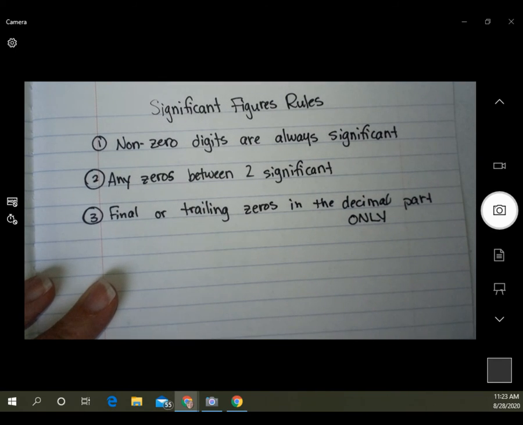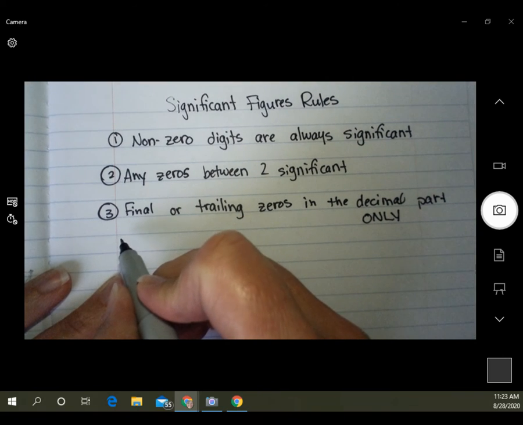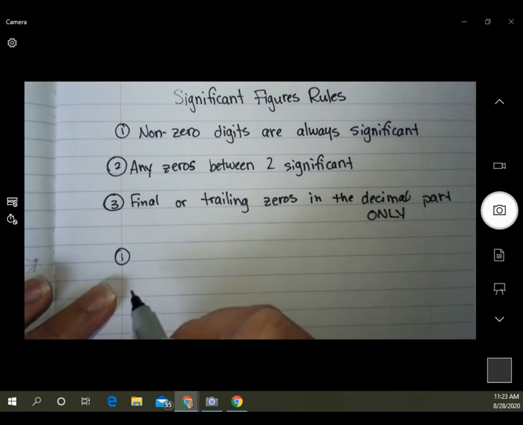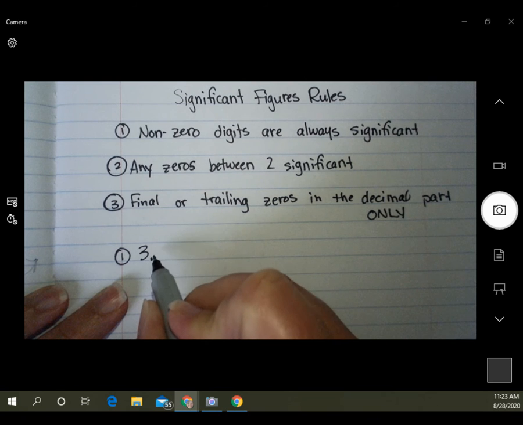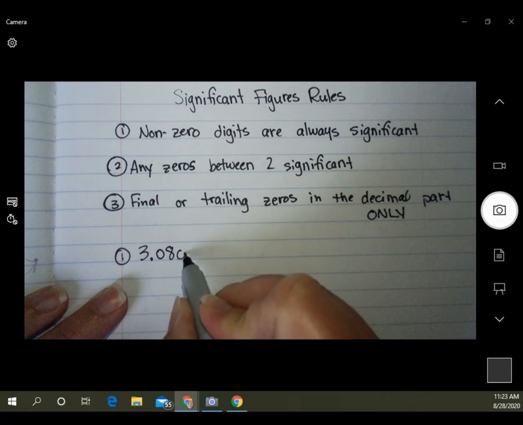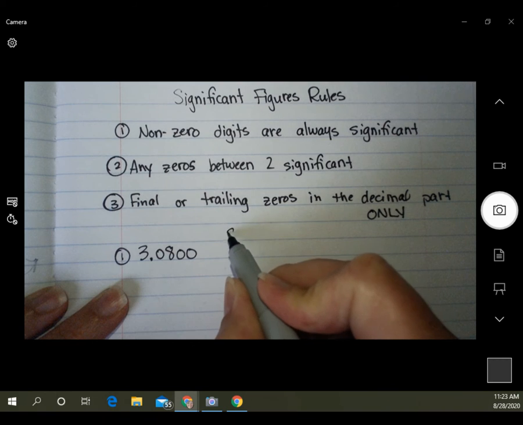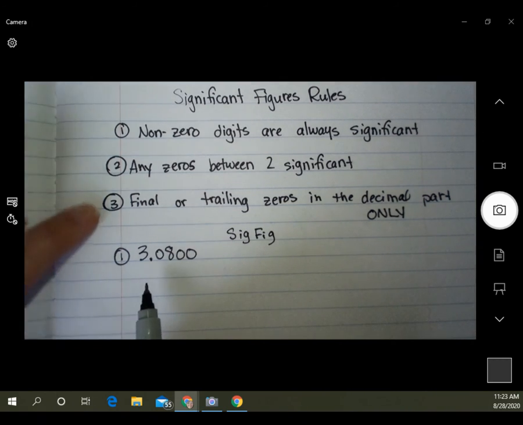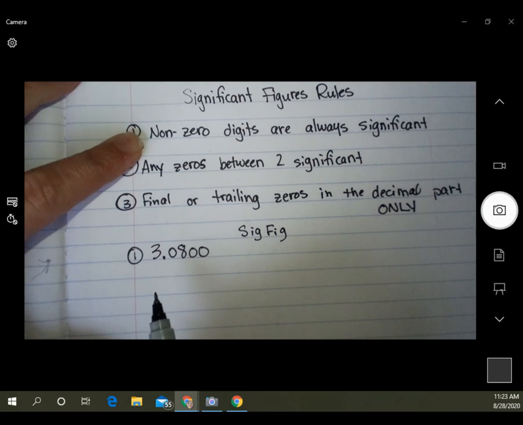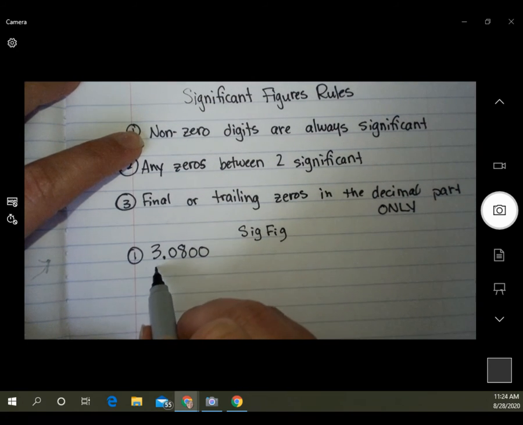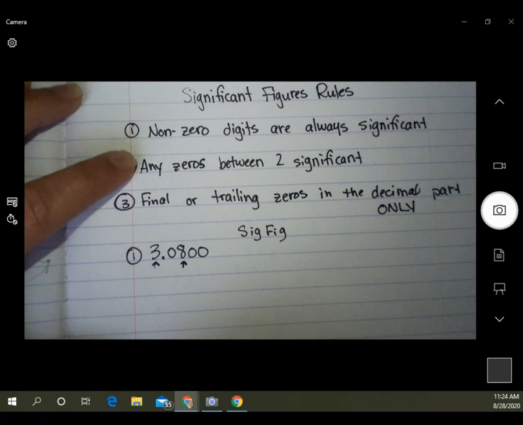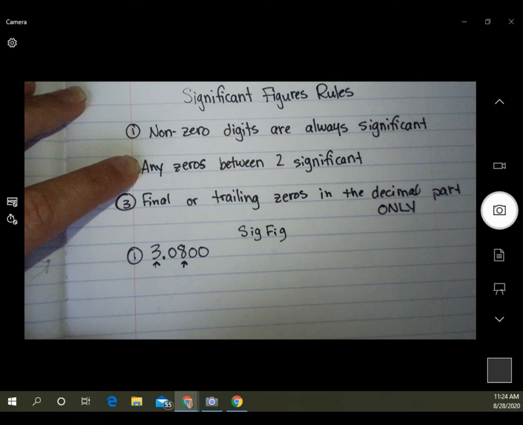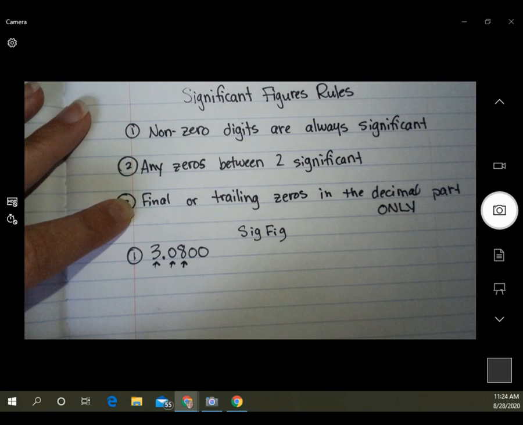So let's look at the first example. The first example says 3.0800, and we want to know how many significant figures, or sig figs, there are. If we look at this, the first rule, we're always going to go back to our first rules. Non-zero digits are always significant. Okay, so the 3 and the 8. Any zeros between two significant digits are always significant. So this 0 is between, and then final or trailing zeros in the decimal part only.